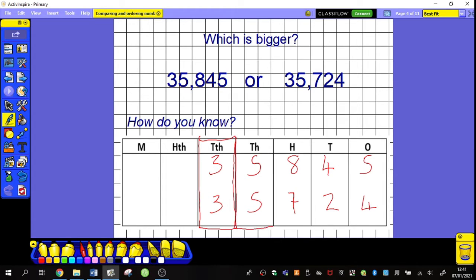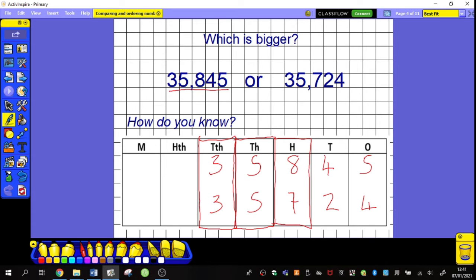I now need to go onto the thousands column. So I have a 5 and a 5, again both the same. So I'm going to go to the next column, the hundreds column. And in my hundreds column I have an 8 and a 7. Now I know that an 8 is bigger than a 7, so my 35,845 is going to be the bigger number.